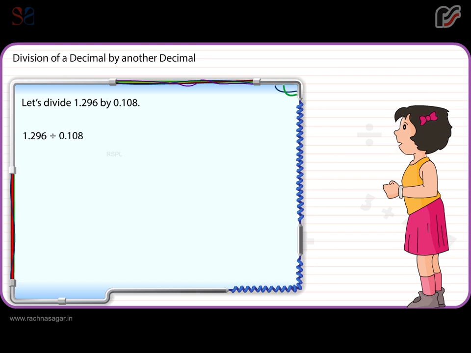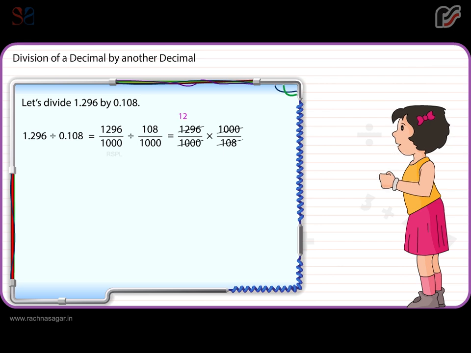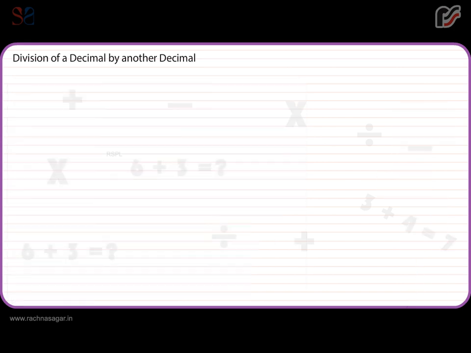1.296 divided by 0.108 is equal to 1,296 by 1,000 divided by 108 by 1,000 is equal to 1,296 by 1,000 multiplied by 1,000 by 108 is equal to 12. Therefore, 1.296 divided by 0.108 is equal to 12.